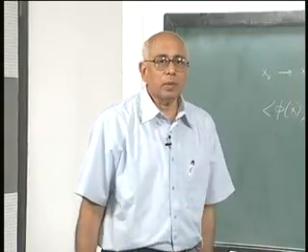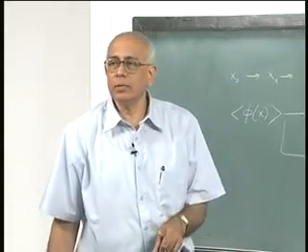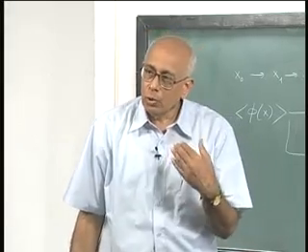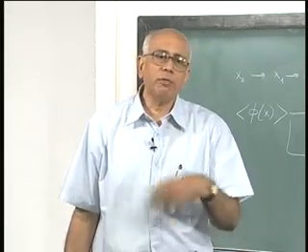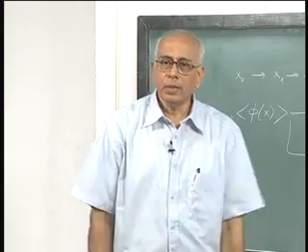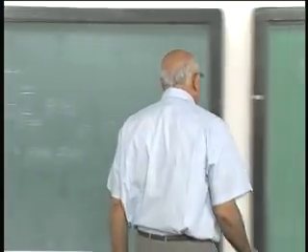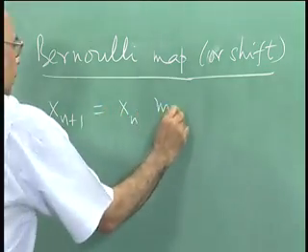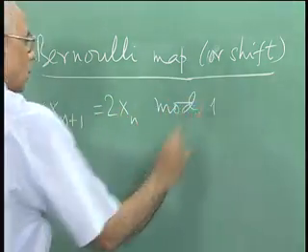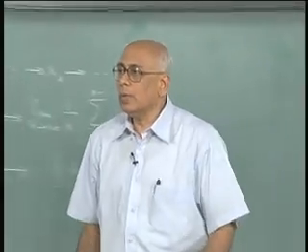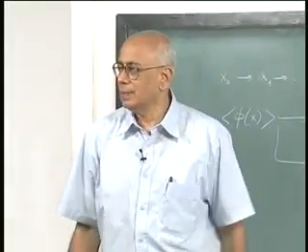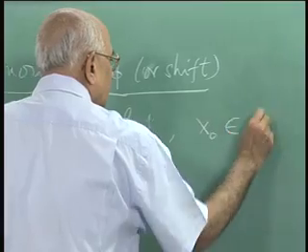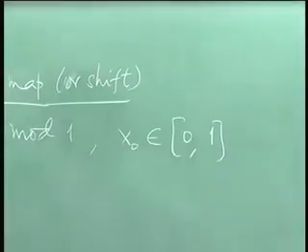Now let me define what the Bernoulli map is. It is a map of the unit interval to itself. So you start with a number x naught between 0 and 1, and I give you a rule by which you find a number x1, which is a function of x naught, which also lies between 0 and 1, and the rule is the following: x(n+1) equals 2 x(n) modulo 1. When I say modulo 1 I mean it is a fraction, and of course you start off in the interval 0 to 1. This is my map function.